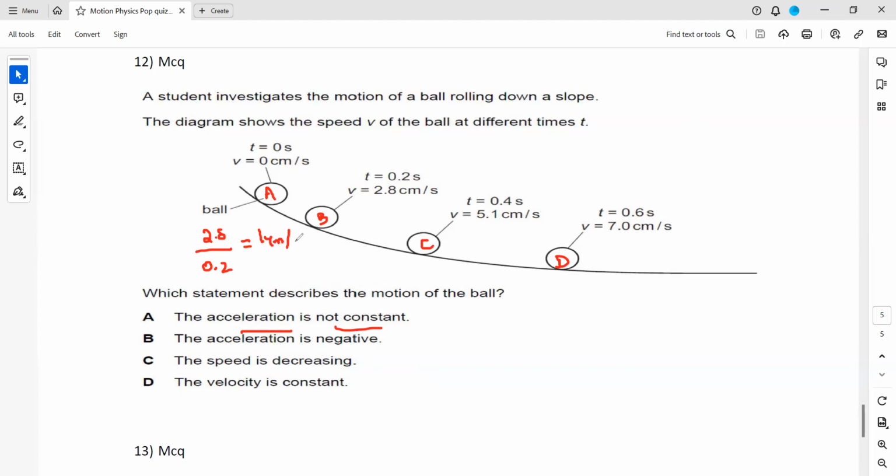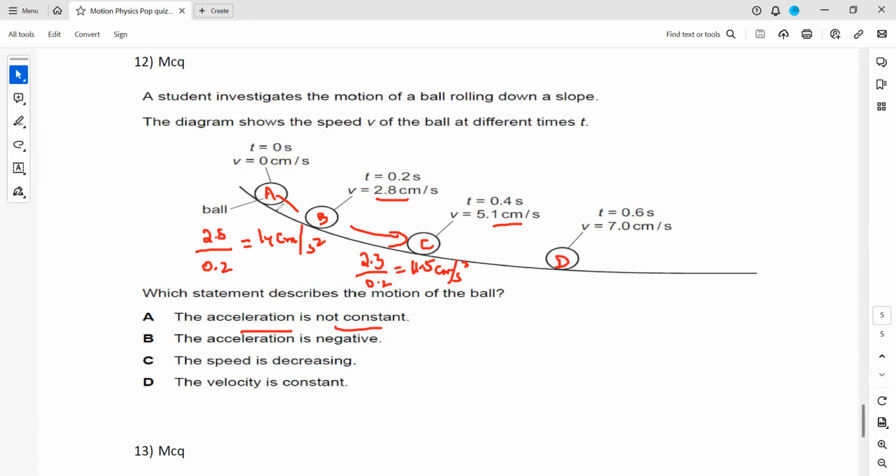So the acceleration is 14 centimeter per second square, because the speed is given in centimeters, so the acceleration will be centimeter per second square. But from B to C, what is the change in the velocity? 5.1 minus 2.8, that's 2.3. So 2.3 divided by 0.2 equals 11.5 centimeter per second square. So it shows the acceleration is not constant.